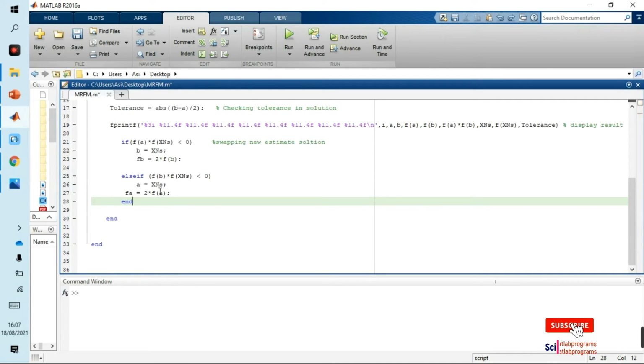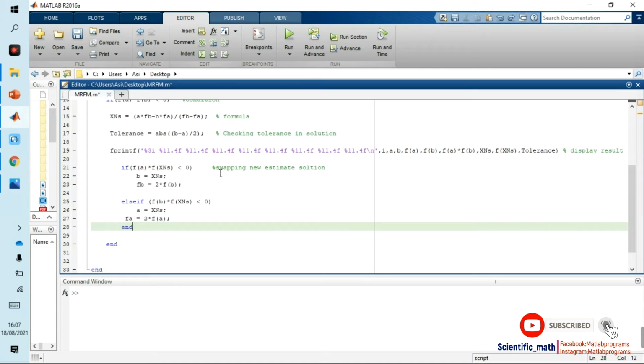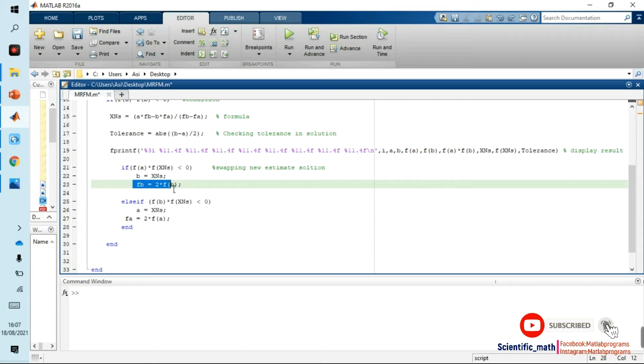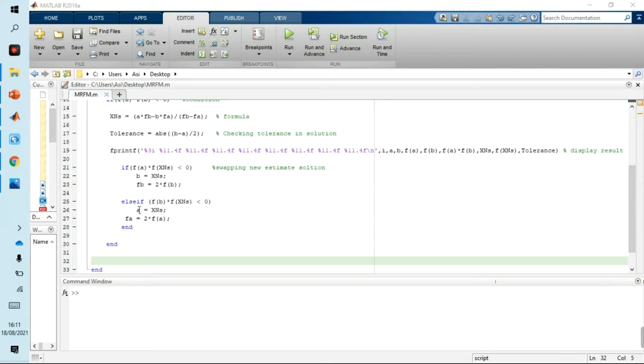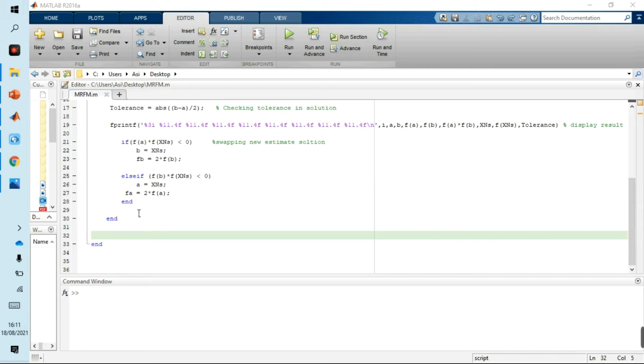Now we use a swapping criteria. If the product of the function values at a and x is less than 0, then b is equal to this, and we take f of b is equal to 2 into f of b. Else if f of b into f of x is less than 0, then a is equal to xn, and f of a is equal to 2 into f of a.